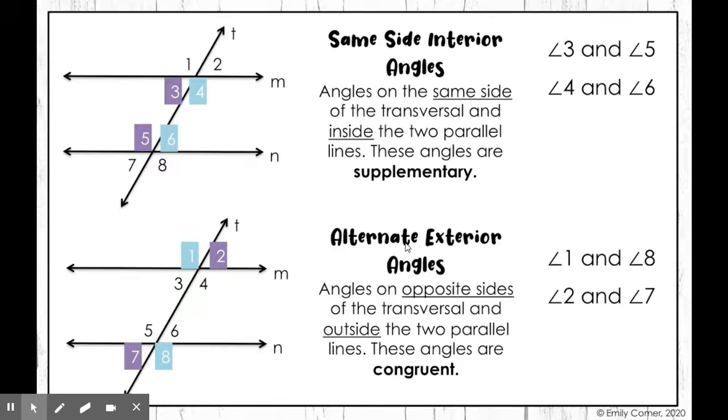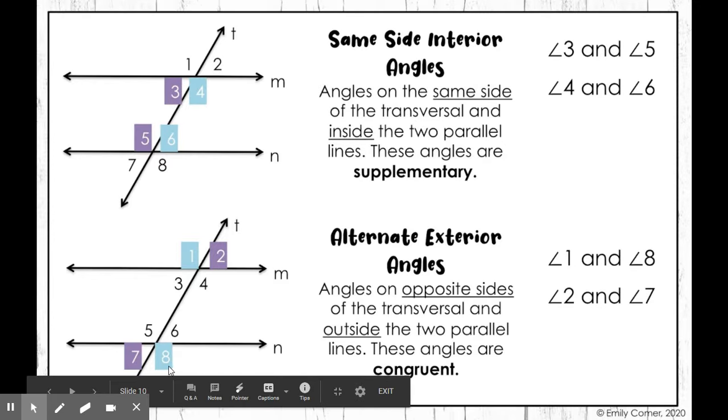Next, we have alternate exterior angles. So exterior means on the outside. Alternate means they are on opposite sides of the transversal. So our light blue, number 1 is above, or it's outside of the pair of parallel lines, and it's to the left of the transversal. This one's to the right of the transversal and on the outside of the parallel lines. These two angles are related because they are congruent.